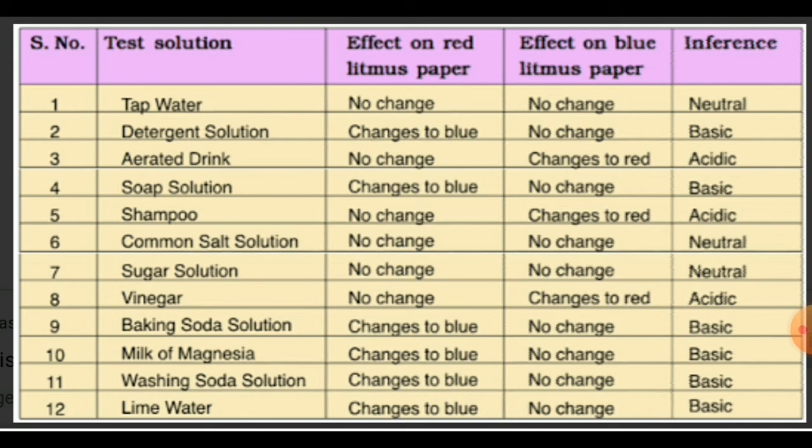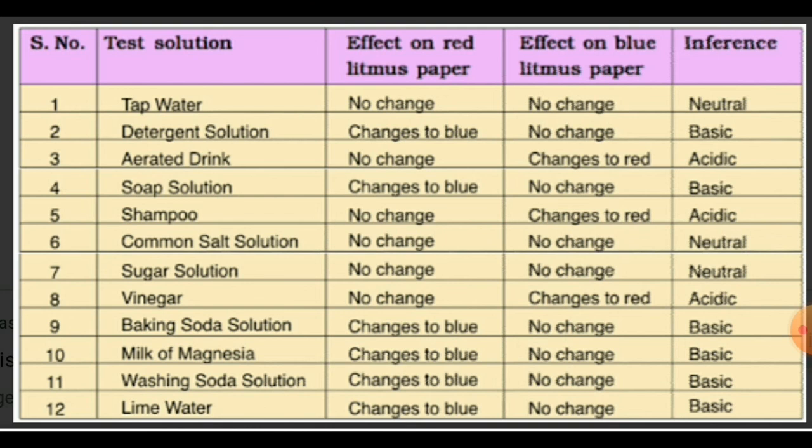The next one, the eighth one, is vinegar. Here in the vinegar, red litmus remains as it is, red, and blue changes to red. That's why it is acidic in nature. Then the next example is baking soda. In the baking soda, red litmus changes to blue, and blue remains as it is. That's why it is basic in nature.